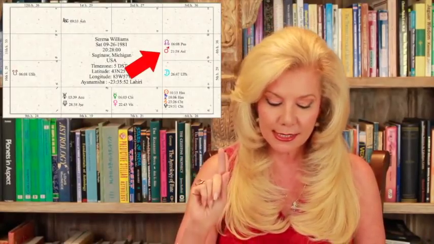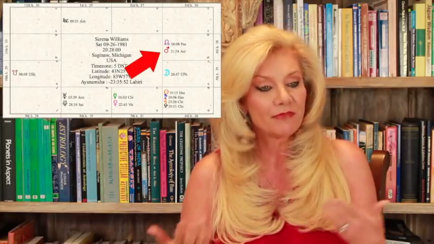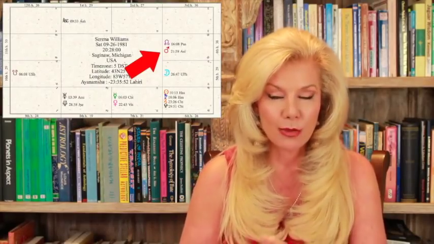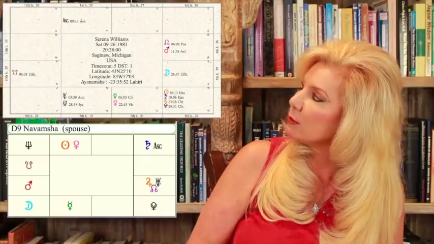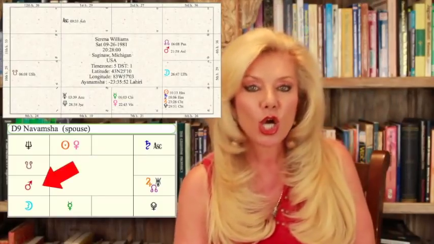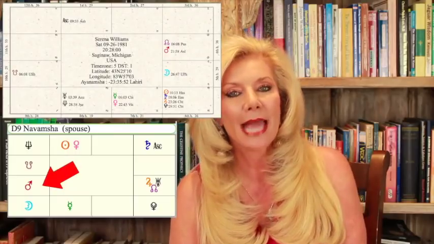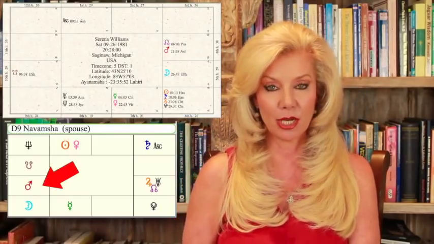But where does that Mars go in the Navamsha? Now, I know she's got the similar thing. She's got Rahu with Mars. It's debilitated, but in her case, it's not retrograde. Okay, here's the answer. In the Navamsha, let's pull up her Navamsha chart. Mars goes to its exaltation sign, Capricorn. So there's the answer in the Navamsha.